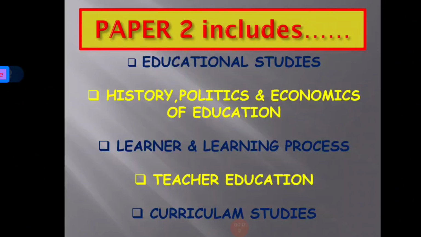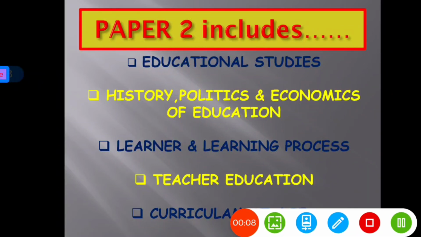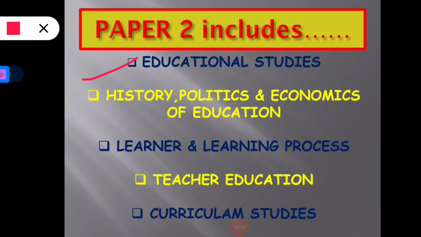So like paper 1, paper 2 also includes 10 units. The first unit is educational studies. So educational studies discusses different Indian schools of philosophy and Western schools of philosophy, and Indian and Western educationists, and the preamble of the Indian Constitution also. And now going to unit 2, that is history, politics and economics of education. So it discusses different types of commissions, and the relation between education and economics.